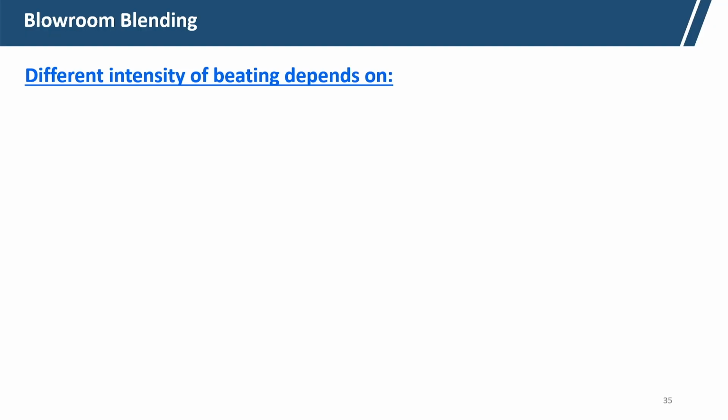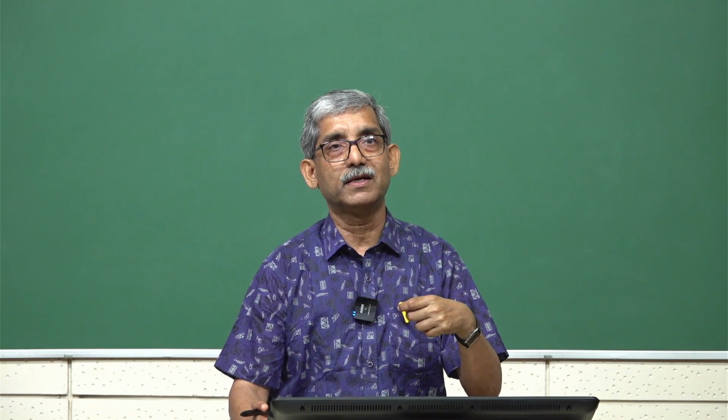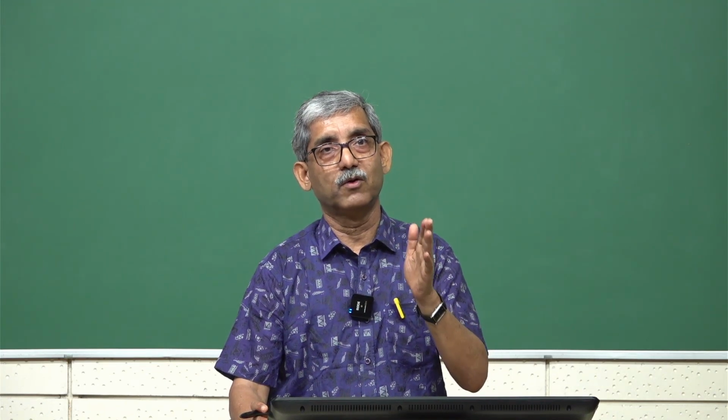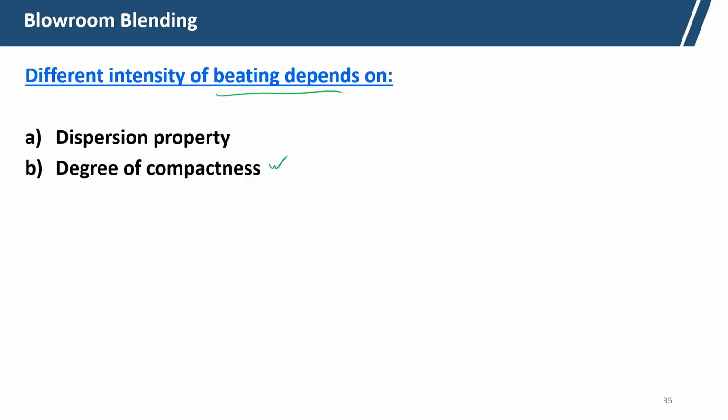The different intensity of blending depends on the dispersion properties. We have to actually beat the fiber. So, if the dispersion properties are good, then beating will be less; we need lesser beating. Degree of compactness: the intensity of beating will be more if the tufts are compact.